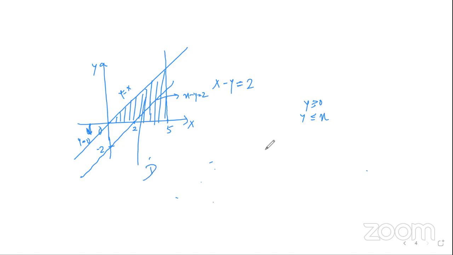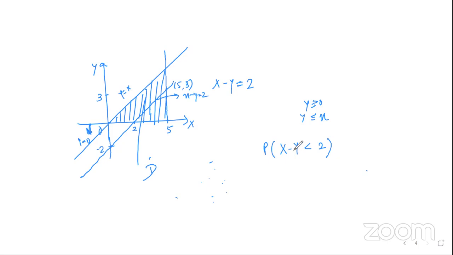Now what we have to find is the probability that x minus y is less than 2. So when x is 5, what should be the value of y here? 3, right? Because it's the equation of the line x minus y equal to 2. So when x is 5, y should be 3 here. Correct? So this point I can write here as (5, 3).